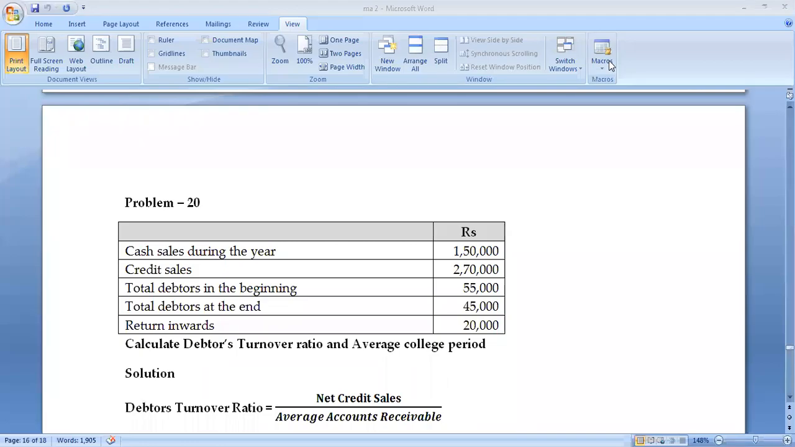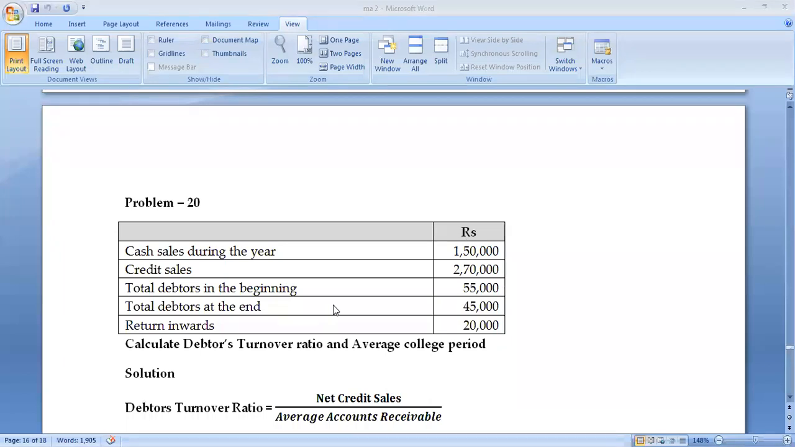Hello all. In the previous videos, we have discussed the current assets activity as well as the absolute liquidity ratio. Along with that, we have also discussed the proprietary ratio and the debt equity ratio. Today we will discuss the turnover ratio, which is also called the activity ratio. The main term, turnover, always deals with the sales activity as well as the purchases activity.